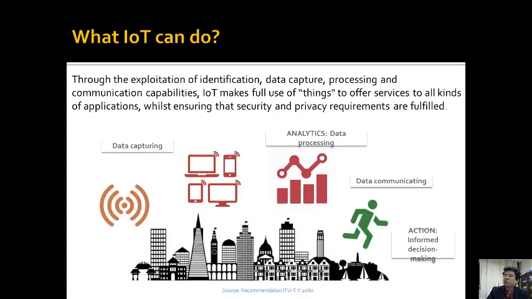So what can IoT do? Through the exploitation of identification and data capture, processing, and communication capability, IoT makes full use of things to offer services to all kinds of applications while ensuring that the security and privacy requirements are fulfilled.